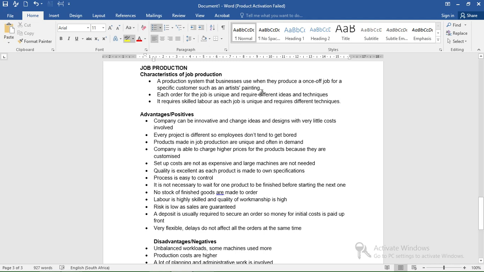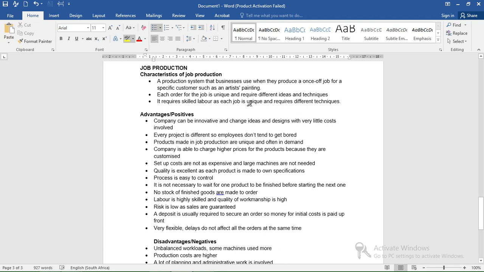Good examples: artist paintings. They paint a different painting all the time. They can paint 10 paintings that look exactly the same, but each painting is going to be different because of different needs. Each order for the job is unique and requires different ideas and techniques. Yes, it requires skilled labor. Job production requires people with skilled labor who are specialized, who are skilled in certain areas, who know what they're doing.